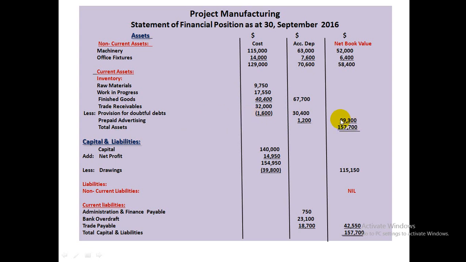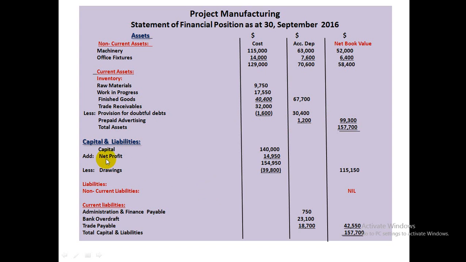The final current assets total is 99,300, that is the sum of these three amounts. How did we get this? After adding all three types of inventory. How did we get this? After getting the final trade receivables. And this is our total current assets. Non-current assets plus current assets will give you the total assets. Half of our balance sheet is done.